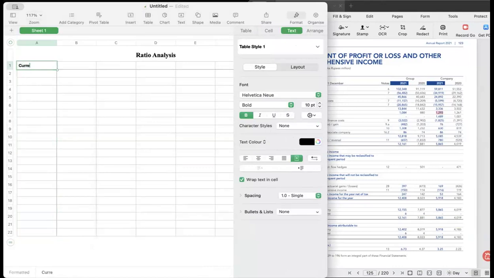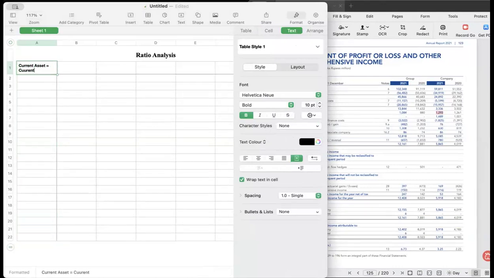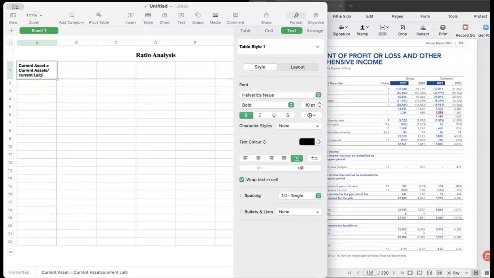That's better. So I'm going to calculate the current ratio. Current ratio equals current assets divided by current liabilities. When you calculate, make sure that you write the formula. You have to write the formula. It's a must, it's mandatory, because as I said, there are many formulas.